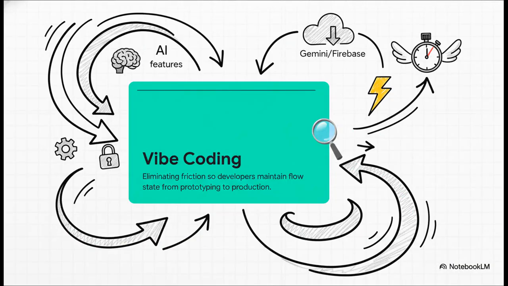So the whole idea we're going to explore today is built on this concept we call vibe coding. And what is that? Well, think of it like staying in a creative flow state. It's all about getting rid of the friction. You know, the annoying boilerplate, the complicated setups, the security nightmares. So you can just focus on building and testing your AI features as fast as humanly possible.